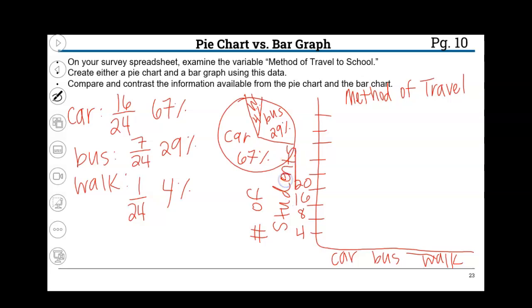Number of students, and then make sure your bars go all the way up to the number that we have for that amount. So for car, it was 16. For bus riders, it was 7. And for walkers, it was 1. So just a short little bar. Okay? All right, tomorrow we are going to learn how to do a histogram on Desmos, and we'll review the box plot on Desmos. Okay? Thank you.